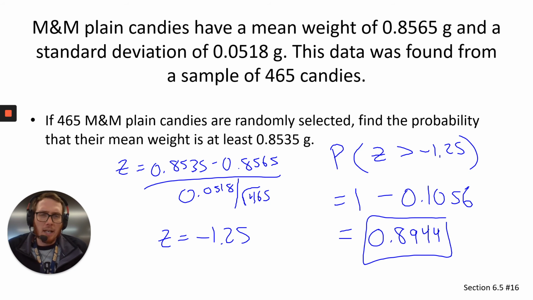But notice how much more likely this is. It makes sense because the average for all of those candies should be getting closer to the average, and so it's much more likely that it will be above average at that point. These last two questions explain the difference between the two, 1 versus the 465.